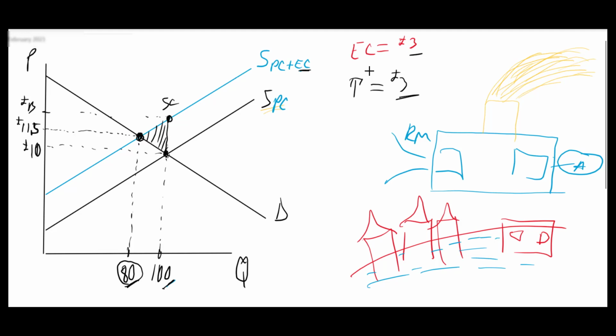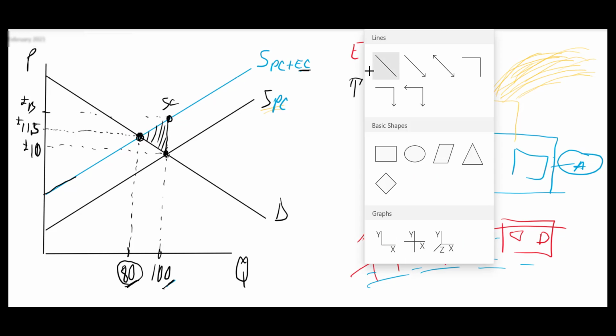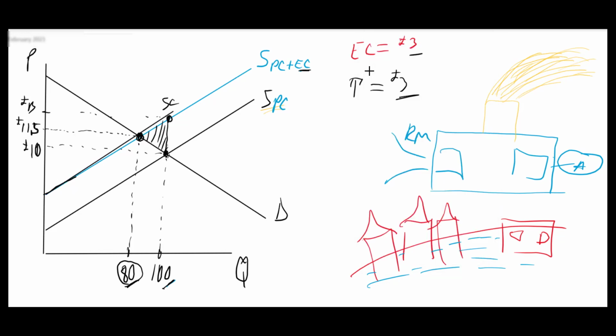Now let's draw the new supply curve, and that would be, if the tax is exactly £3, then it will overlap the social cost curve basically. Let me just use the line. So roughly there. This is the new supply curve, now shifted to the left after the tax is imposed, and the firm is now operating along this supply curve. We call this a tax, not anymore the EC curve, because the tax is exactly the same as the external cost.